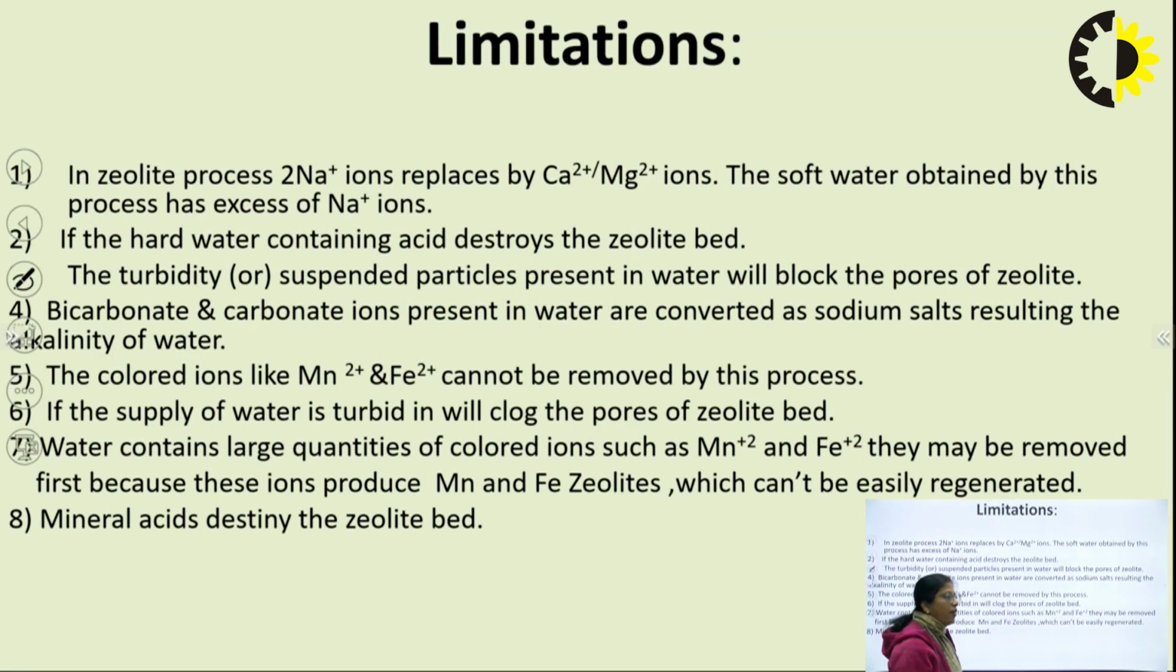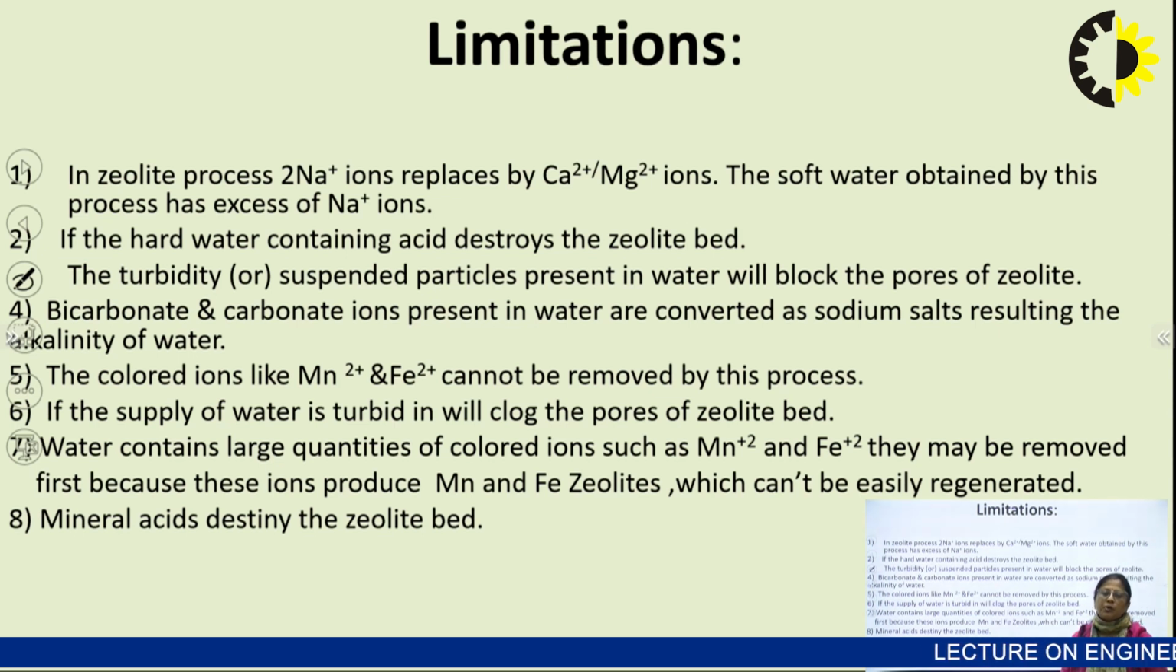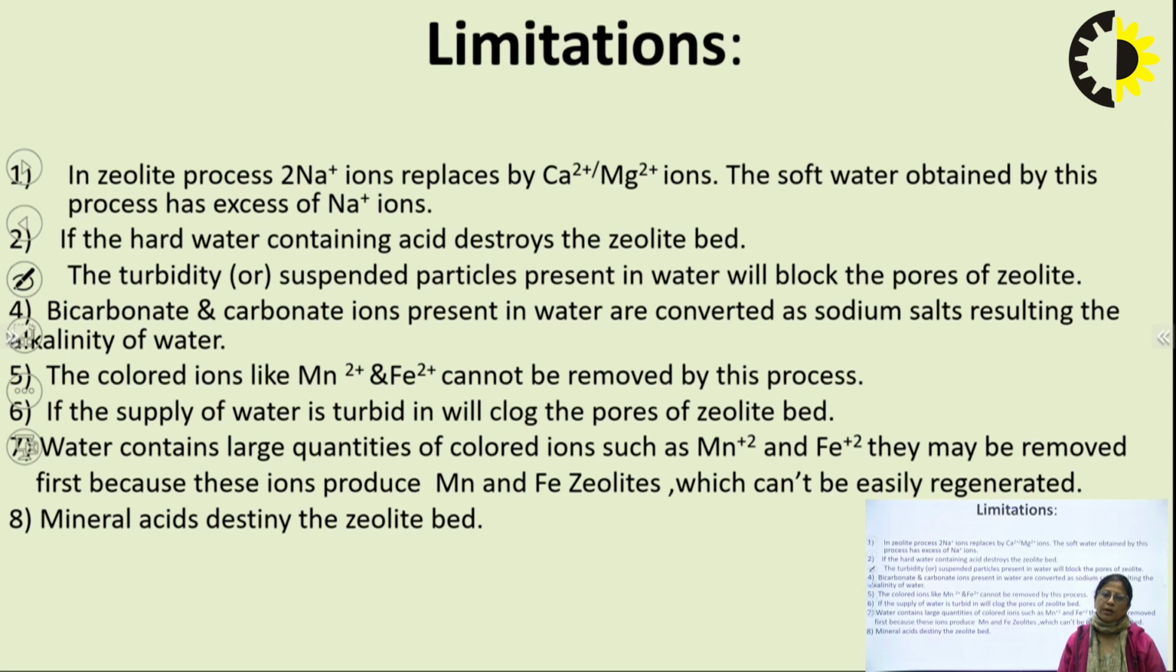Now, we can soften hard water, but there are certain limitations for using the zeolite bed. What exactly are the limitations? In the zeolite process, 2 sodium ions are replaced by a calcium or magnesium ion. That means the soft water is going to have an excess amount of sodium ions. And the water that we are passing through the zeolite bed should not be acidic. If it is acidic, then the acid is going to destroy the zeolite bed. The linkages are going to get broken.